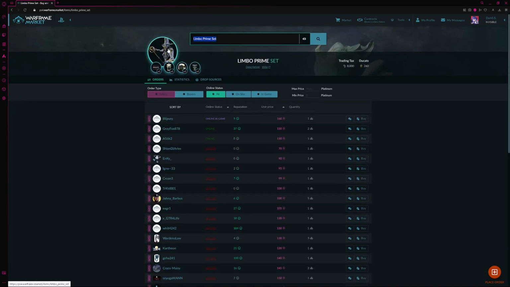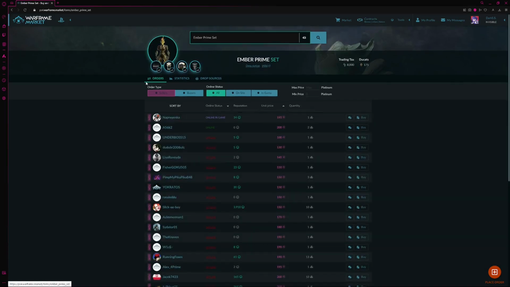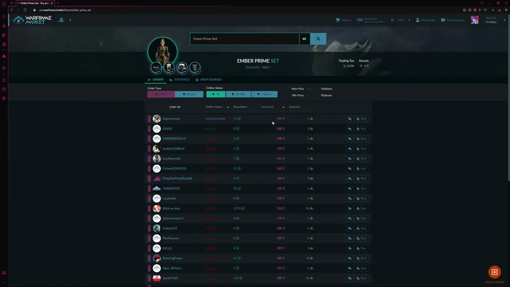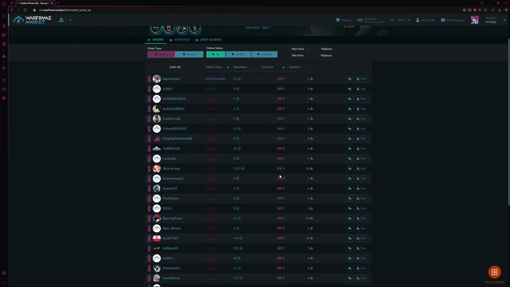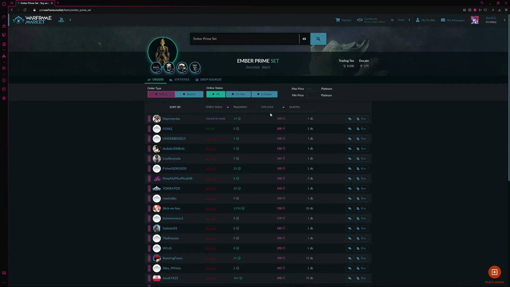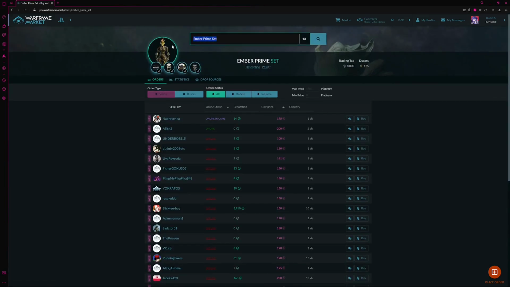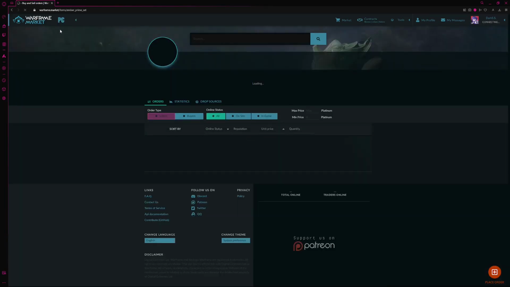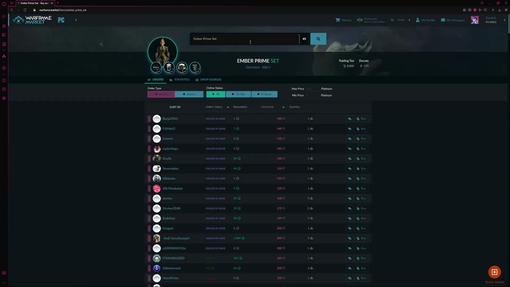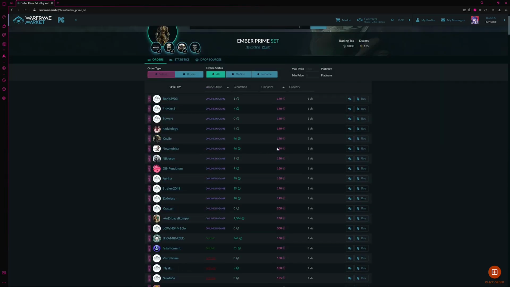Let's try Ember. Ember Prime set. Oh my god, those prices are high. I paid 170 for mine. 150 is a little below. 200 though is insane. 270. Jesus. So yeah, obviously you can compare prices on here and find what works for you. I don't know what the actual prices are or how to compare other than using this site. 140. Maybe I did once spend 140. I forget what I spent. I thought it was 170.